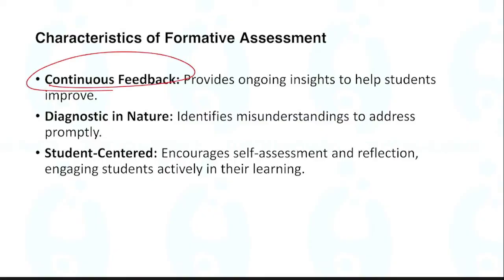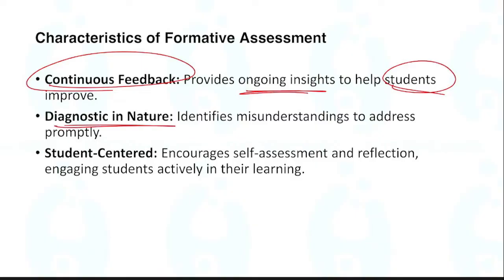First is continuous feedback. Ongoing insights are given, because when the teacher asks questions, the student will either be able to answer or not, right? If they're able to answer, well and good, the student is progressing properly. If the student is not able to answer, the student can understand their lacuna and the teacher tries to help the student through that problem, thereby improving the students, okay.